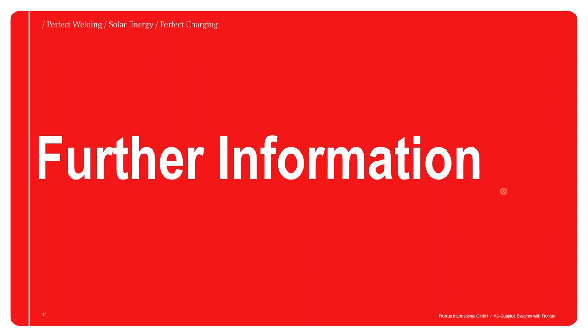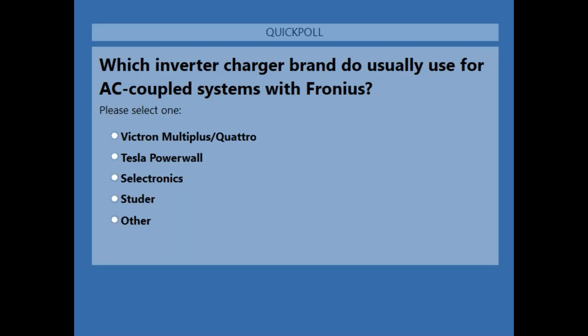So moving on to further information. Before I go on, I just want to launch a quick poll. I'd really appreciate if everyone could share their answers. The question is, which inverter brand do you usually use for AC coupled systems with Fronius? The first choice is Victron, Multiplus or Quattro. The second one is Tesla Powerwall. Third one is Selectronics. Fourth one is Studer, and fifth one is Other. I'm going to keep this question open for another 20 seconds or so. Okay, I will be closing the question in the next 5 seconds, so please do share your answer.